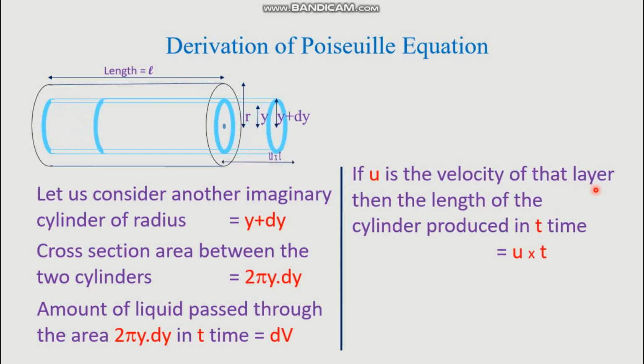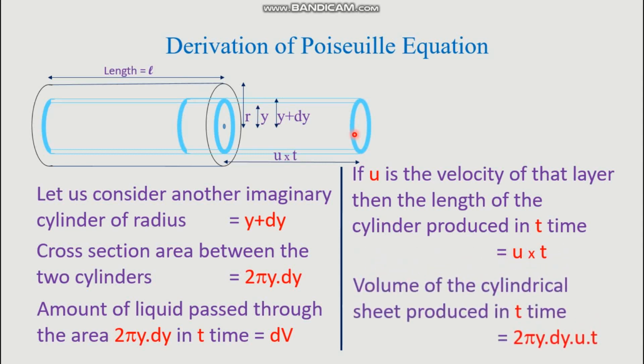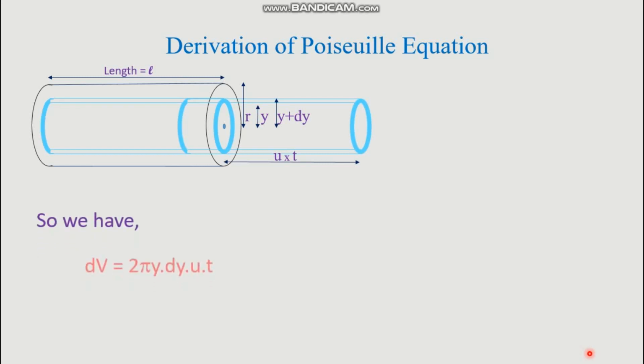Okay, how does the cylinder move? Look, this way the cylinder moves to produce the length u into t. So the volume of this liquid which is obtained after passing through this cylindrical sheet is dV. Therefore the value of dV must be equal to the area of this ring into the length of the cylinder produced. So it is 2 pi y into dy. This is the area of the ring. Then the length of the ring is u into t. So this is the value of dV. So we have dV equal to 2 pi y dy into u into t.